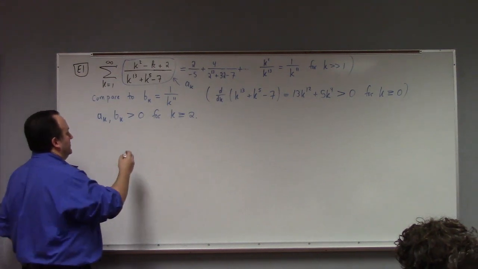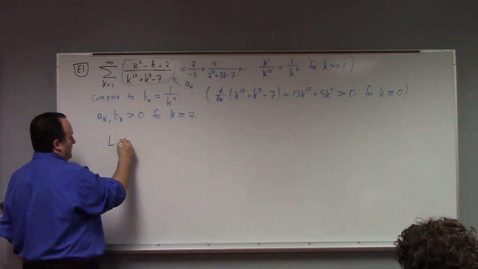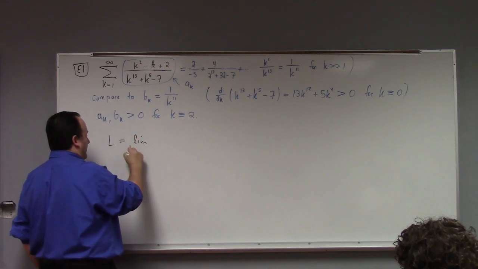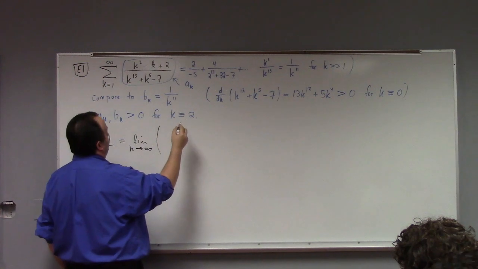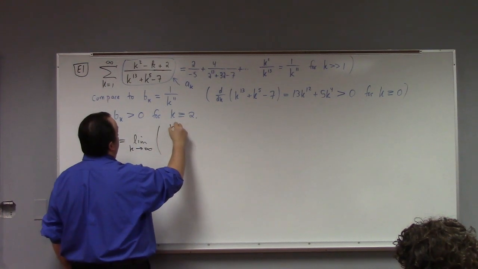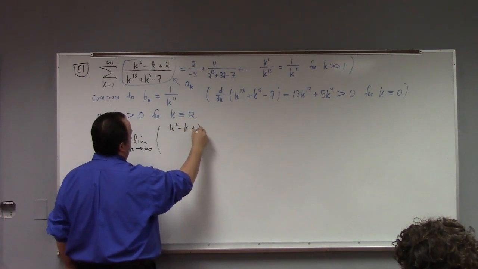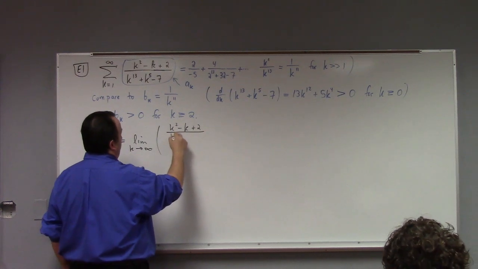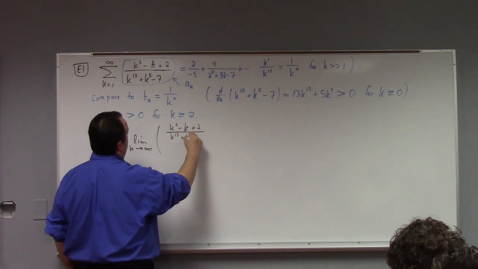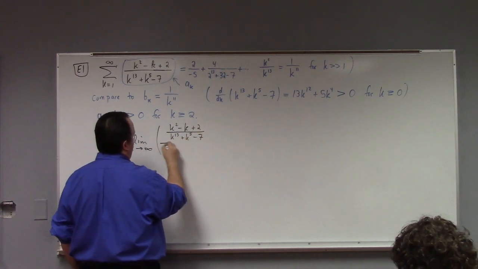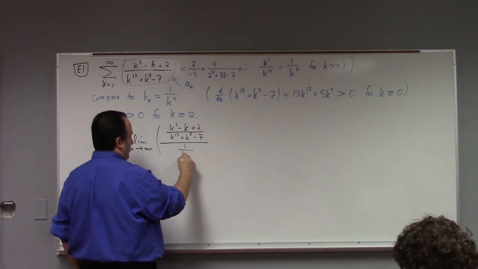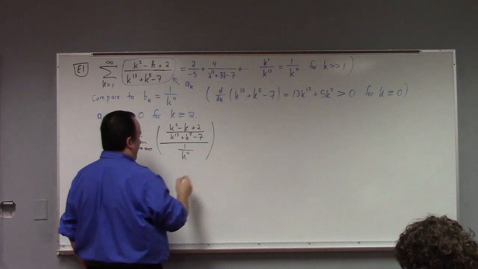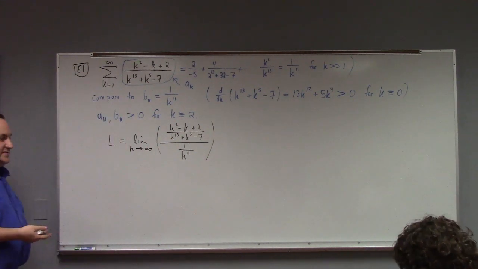So then let's look at our L. It's the limit as k goes to infinity. Sorry, so much pre-processing on this one. Of k squared minus k plus 2 divided by k to the 13th plus k to the 5th minus 7, and divided by b sub k, which is what? 1 over k to the 11, right? Now, the way I wrote this is dumb.